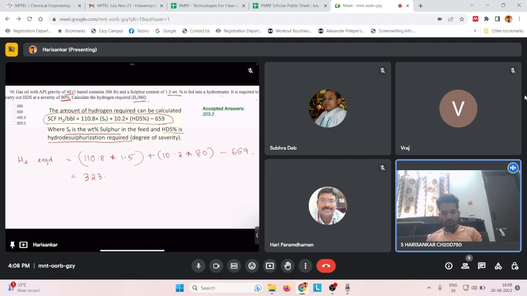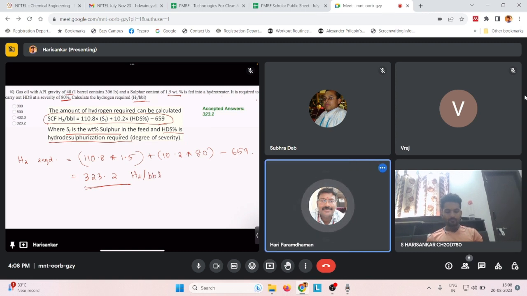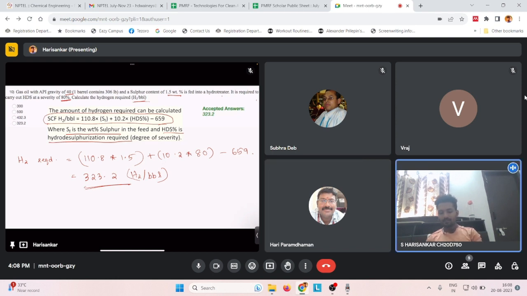So if you do this, you will get the answer as 323.2 in hydrogen per BBL. So the right answer here is option D, 323.2 hydrogen per BBL.